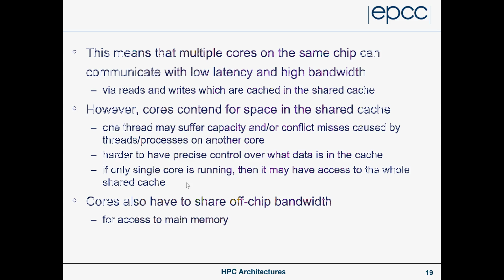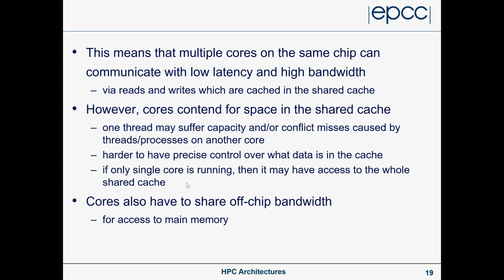There are performance implications, as I've already mentioned, in using multi-core processors. So cores contend for space in the shared cache. That means that things running on other cores may affect your performance because you're competing for the same areas in the cache and also for the same bus to memory. So the memory bandwidth is going to be shared between all the cores.